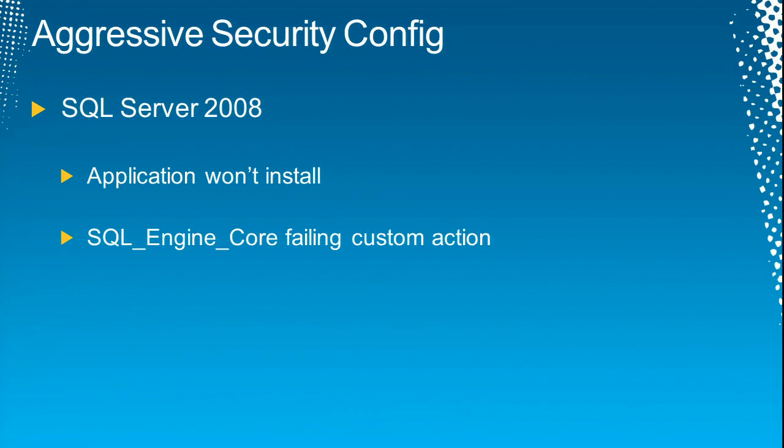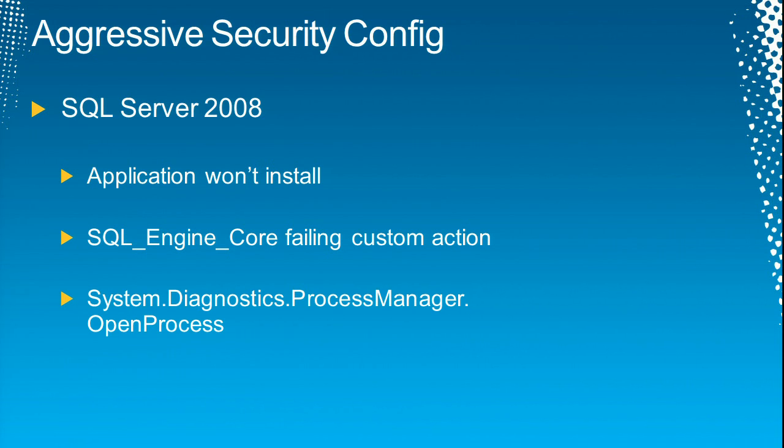And what we saw is that the SQL engine core was the custom action that was failing. Now I know what to debug. So as we started debugging that custom action, we found that it was failing at System.Diagnostics.Process.OpenProcess. So we looked at, well, is this thing not impersonating correctly? Because if you are not impersonating as a custom action, then you're running as local system. And local system, sure as heck, ought to be able to get into any other process it wants to, because it has the SeDebugPrivilege. And the SeDebugPrivilege is the privilege you need to open another process.